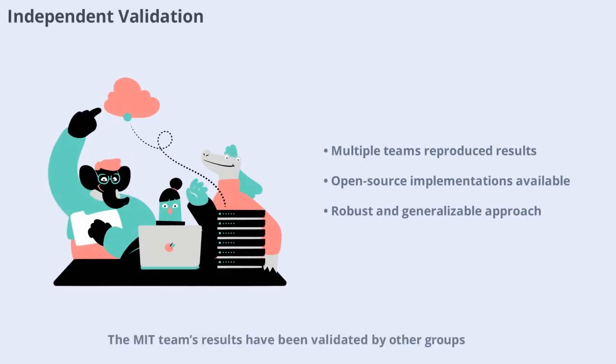The MIT team's results have been validated by other groups. Prime Intellect scaled the RLM idea and saw similar gains in token efficiency. Open-source projects like MinRLM report processing unlimited context with far fewer tokens. This consistency across different implementations and teams shows that RLMs are a robust and generalizable approach, not just a one-off success.